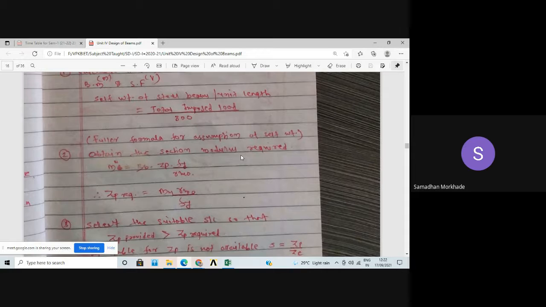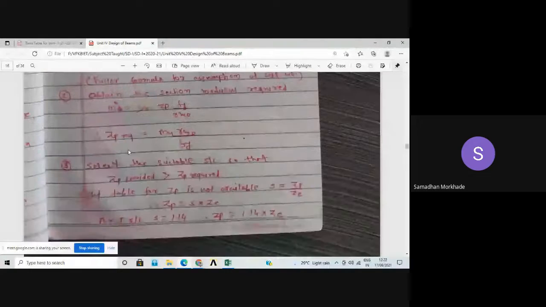we are going to select the I sections, for which ZP provided will be either equal to the required or more than that. Okay, so to calculate ZP required, we use this formula: M is equal to beta B ZP Fy by gamma m naught. Therefore, ZP required is equal to M, the bending moment, into gamma m naught, the partial safety factor, divided by beta B Fy.